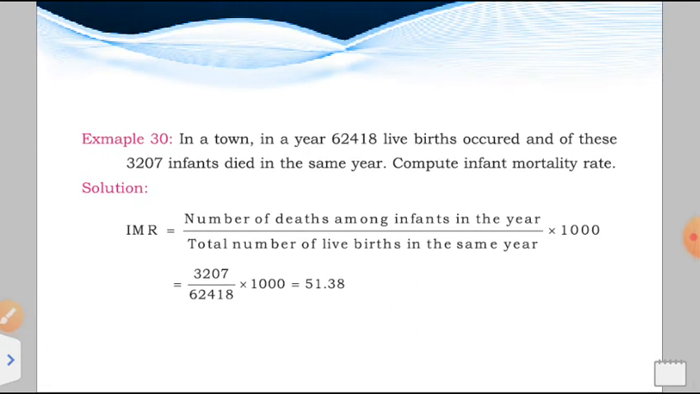Here in the example it is given that in a town this many live births occurred, which is the denominator part, and of these 3207 infants died in the same year. Correct. So we have to calculate the infant mortality rate. It is 3207 divided by 62418 into 1000, which gives the value of infant mortality rate in that year. So I think this is the end. Yes, this is the last slide we have.